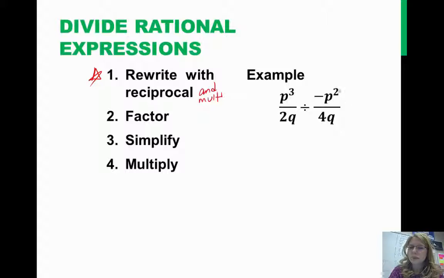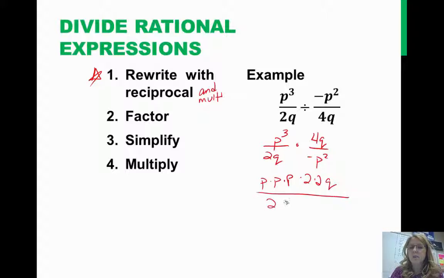So let's look at this one right here. We have p to the third over 2q divided by -p squared over 4q. So I'm going to rewrite this first of all as a multiplication. So this will be 4q over -p squared. And now if I write this out in its prime factors, I have p times p times p times 4. And actually I can rewrite 4 as 2 times 2, q. And this will be 2q.